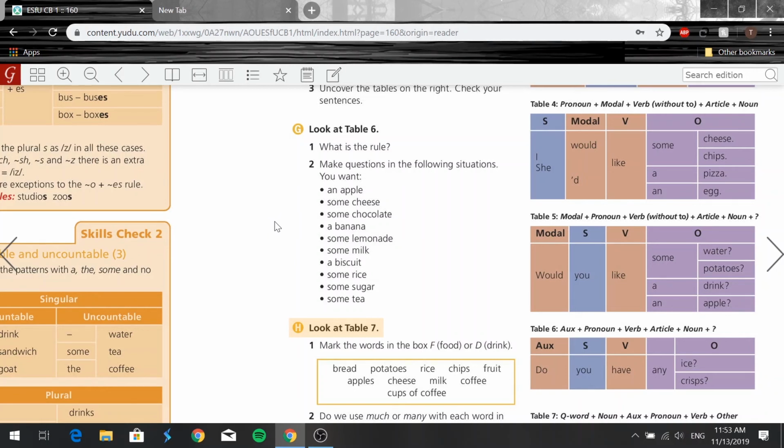So I could say, do you have an apple? Right? Do you have some cheese? Do you have some chocolate? Do you have a banana? Do you have some lemonade? Do you have some milk? Do you have a biscuit? Do you have some rice? Do you have some sugar? And do you have some tea? So this is how you would use this pattern when asking questions about the different situations here.